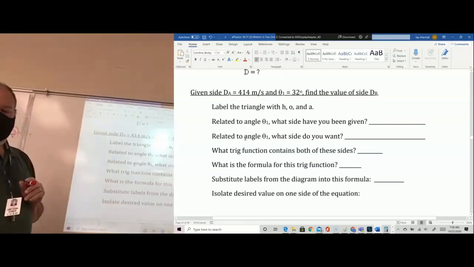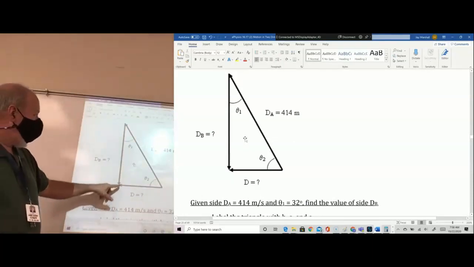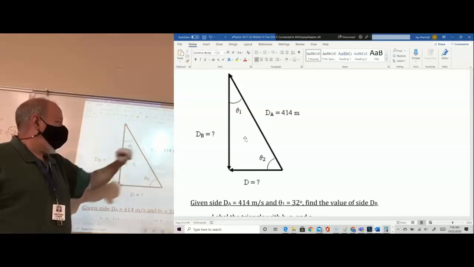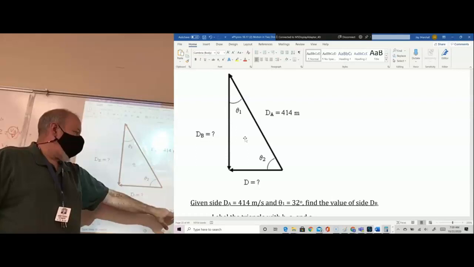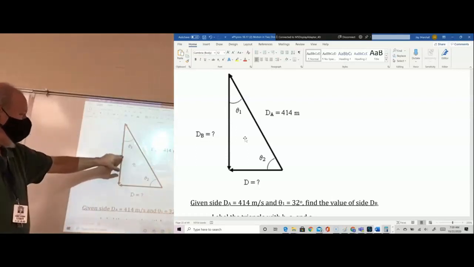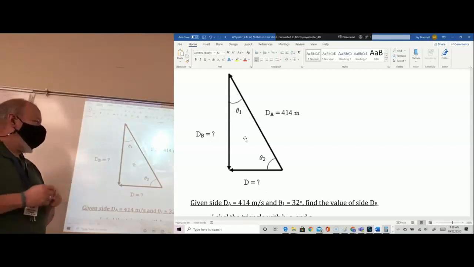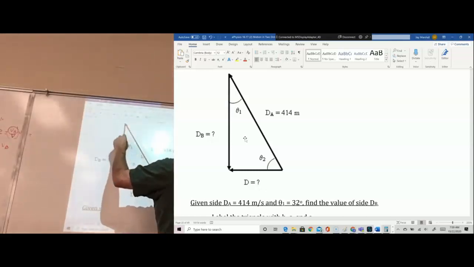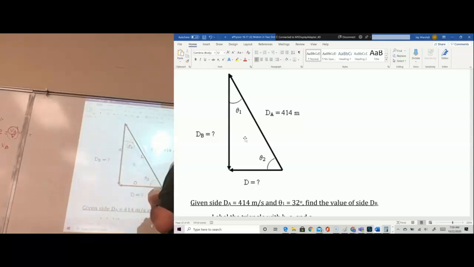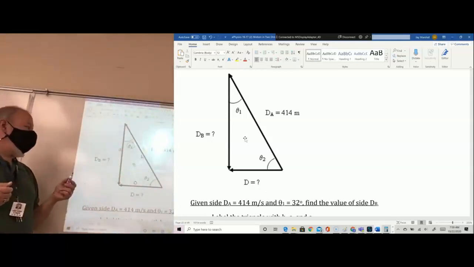So, I've given you less guidance on this one. I've been given side DA, which is 414 meters, and theta 1 equals 32 degrees. I want to find dB. First of all, I'm going to label. I'm going to say this is the hypotenuse, related to theta 1. This is the adjacent side, and this is the opposite side. It works so much better if you do the labeling. That way you can see it.